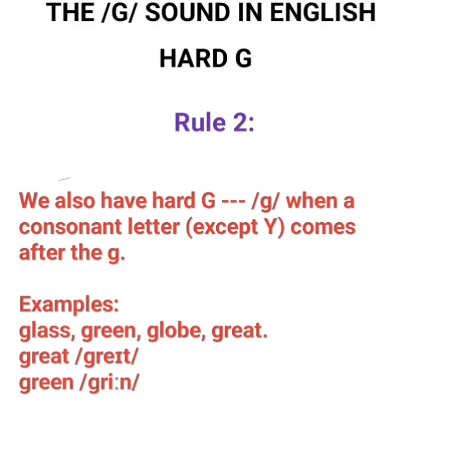Also, we have hard G when a consonant letter comes after the letter G. The first instance I gave was when O, A, U come after the letter G. The second instance in which we have hard G is when any consonant letter except Y comes after the letter G; they also give hard G. For instance, glass, great, green. L comes after the letter G, which makes it a hard G sound. Great also, R comes after G, and so on and so forth.